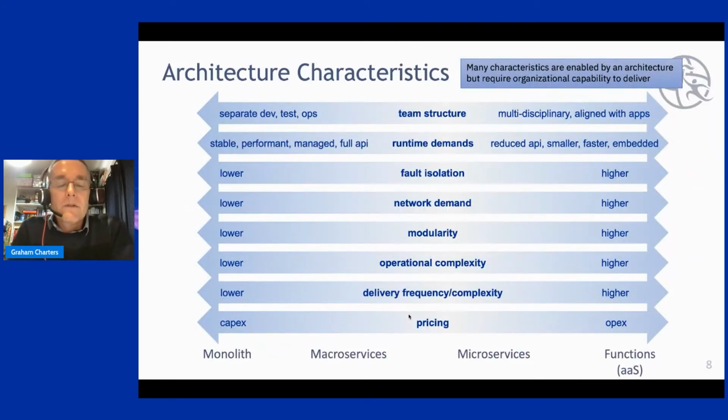So what are the characteristics that lead people to choose different architecture styles? This is an attempt at summarizing the trade-offs between the different styles, or the pros and cons. Now, I won't read all of them in the interests of time, but let's pick out a couple of examples. So, for example, operational complexity. If you're deploying a monolith, then you're deploying one application.